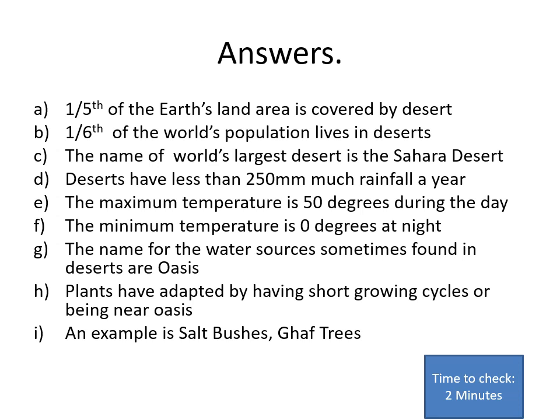G, the name for the water sources sometimes found in deserts are oases, or oases even, as plural. H, plants have adapted by having short growing cycles or being near an oasis. And I, an example is the salt bushes and the gaff trees. There are loads of other examples you could have potentially included. So there we go. Any corrections you need to make, any answers you didn't get, jot them down now, and we'll move on.